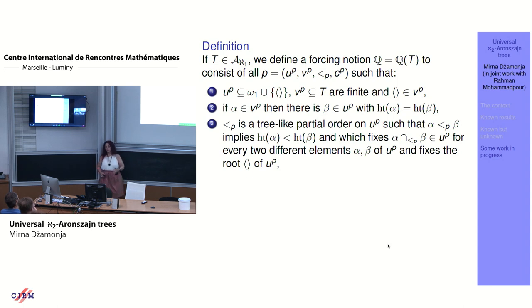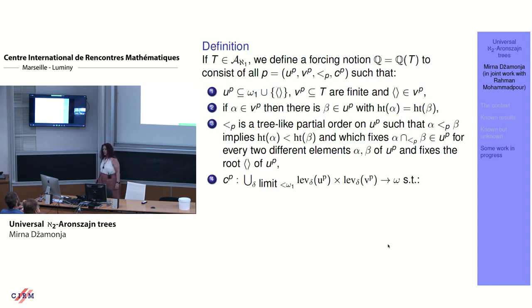Well, at least this order, this less than P, is supposed to be collecting to become a tree. So it's a tree-like partial order, which respects the levels, the heights, and which fixes the intersection. I call the intersection the delta of the, you know, where the two branches meet, and fixes the root.